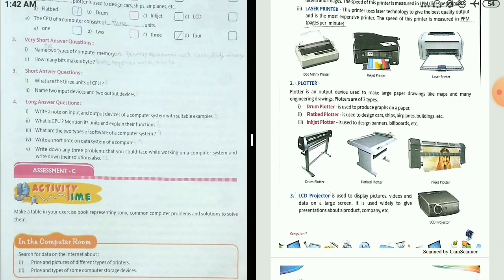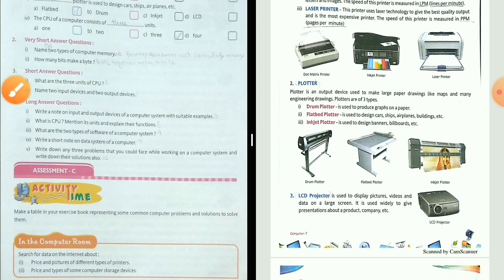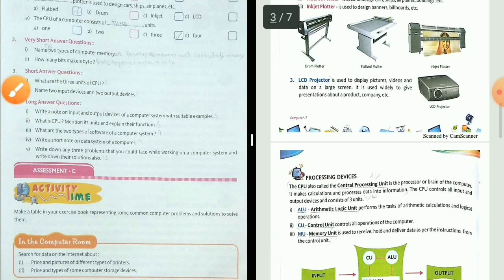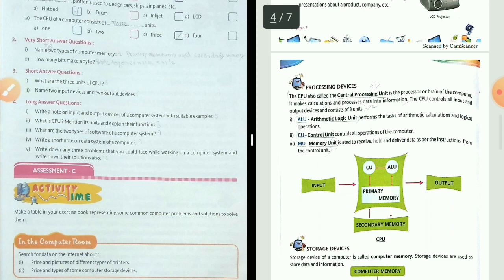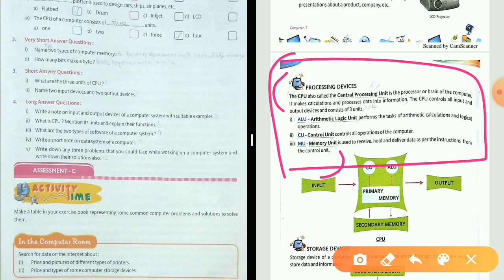Okay, this one. First one. Now second question, what is CPU? Mention its unit and explain their functions. So firstly you have to move to page number 8 from here. Okay, you have to start from the very starting, the CPU, also called the central processing unit, and continue writing everything till the last one, as per the instructions from the control unit. Everything you have to write down in this answer.